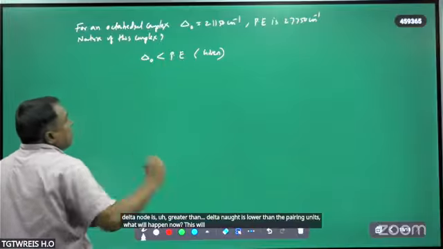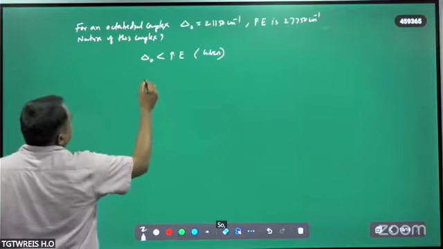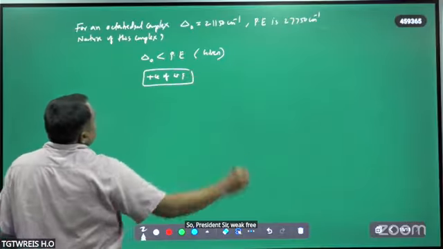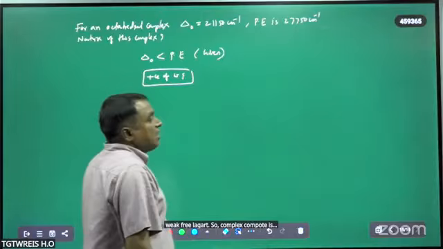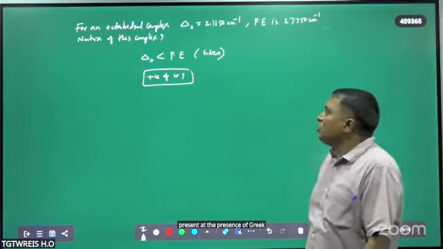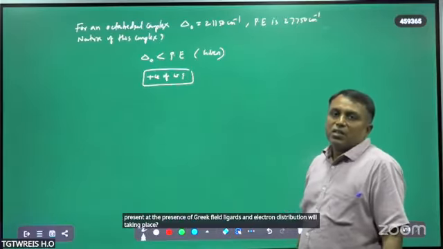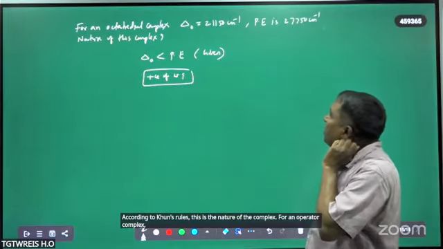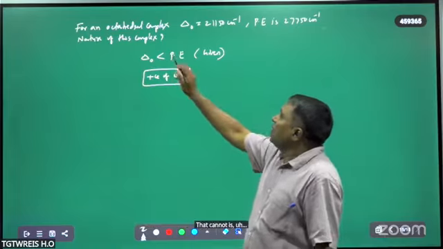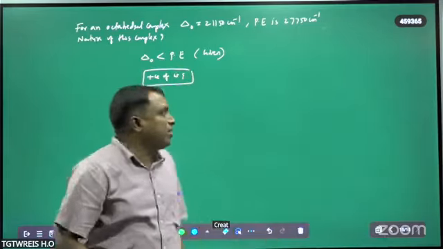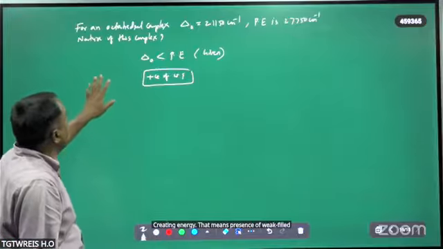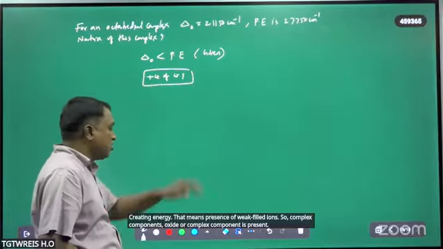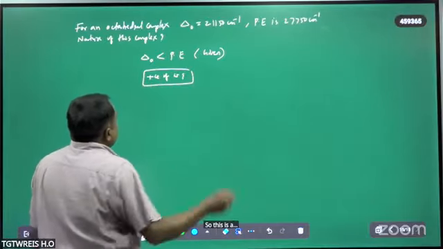This will happen in the presence of weak field ligands. The complex compound is present in the presence of weak field ligands, and electron distribution will take place according to Hund's rule. This is the nature of the complex. For an octahedral complex, if delta naught is lower than the pairing energy, that means the presence of weak field ligand.